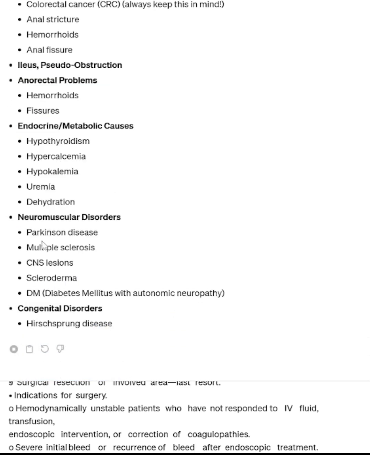Parkinson disease, multiple sclerosis, CNS lesions, scleroderma, DM, diabetes mellitus with autonomic neuropathy. Congenital disorders: Hirschsprung disease.